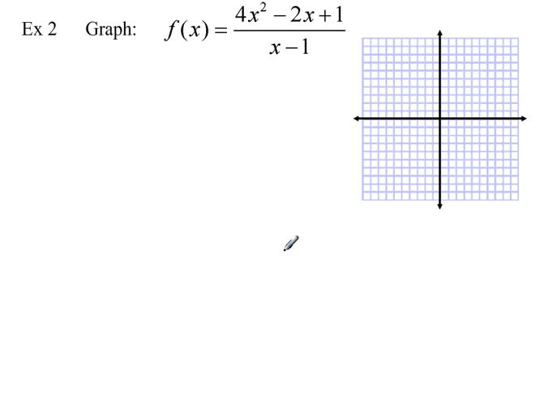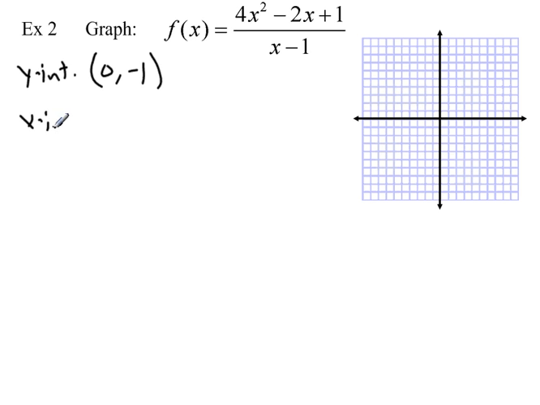So second example, here it is. We've got to graph this. Notice the directions just say graph, but I'm going to find all those things that we were asked for before because these are great tools for us to use when we are graphing. So first of all, the y-intercept is a point where we plug 0 in place of x. So if we do that, we get 1 on top, we get negative 1 on bottom.